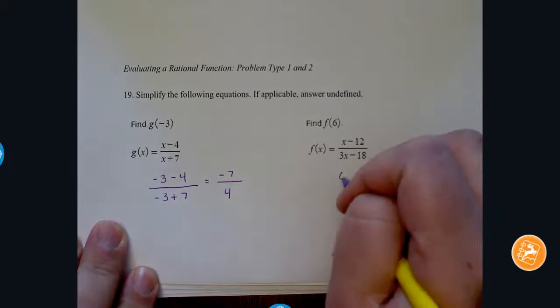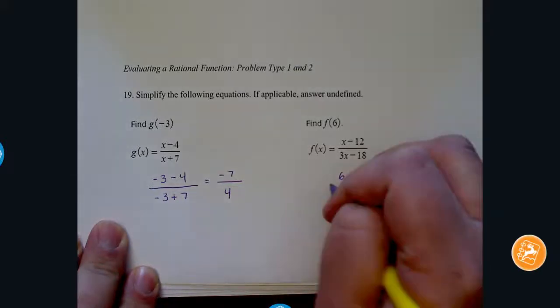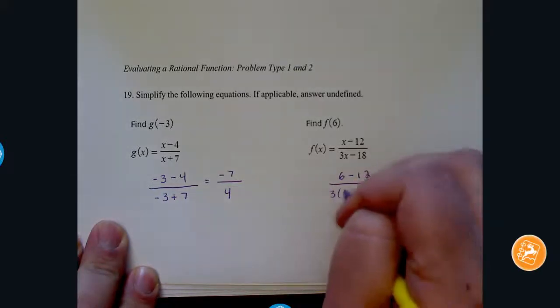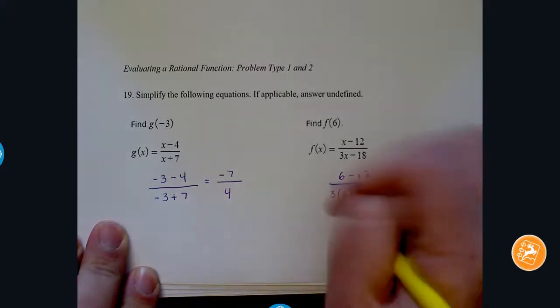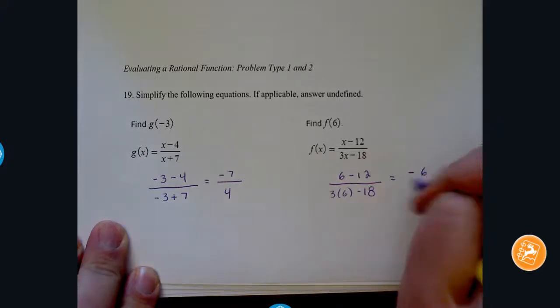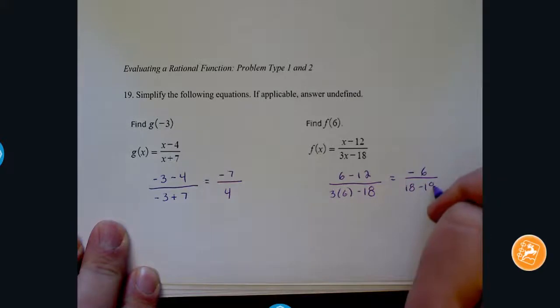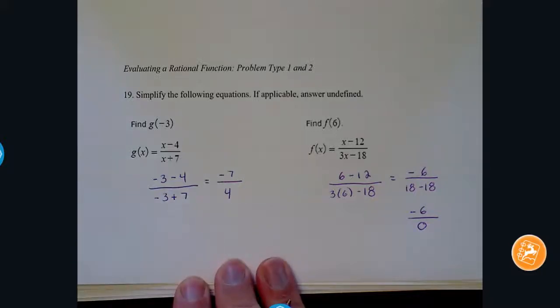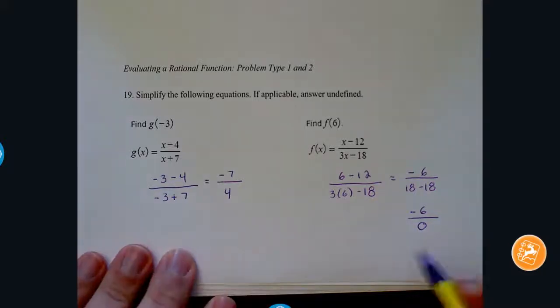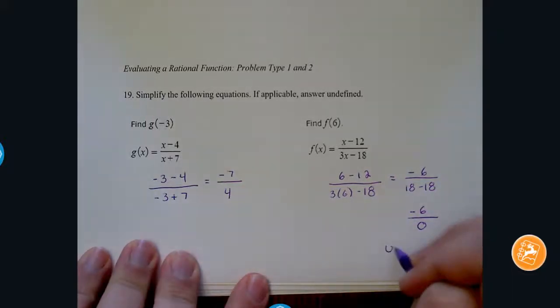We're going to make this 6 minus 12 over 3 times 6 minus 18. That is going to lead us to -6 over 18 minus 18. 18 minus 18 is 0. Okay. Now, what happens when I have my denominator being 0? That means that my answer is going to be undefined.